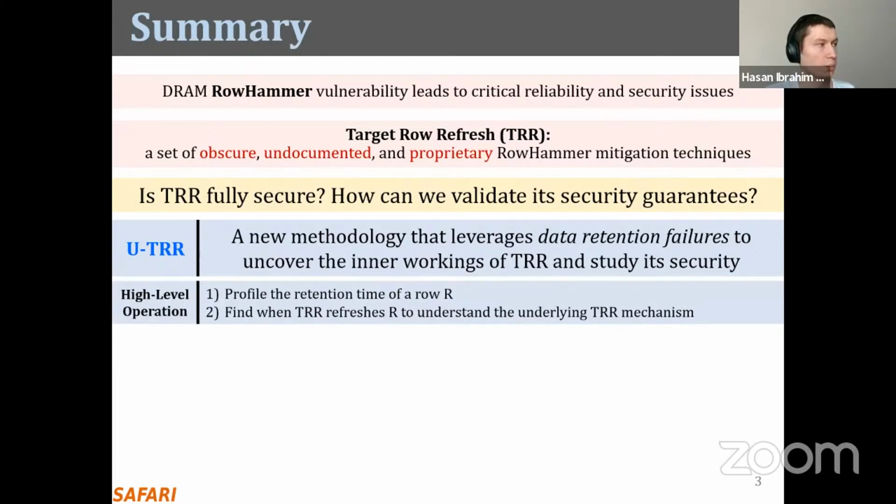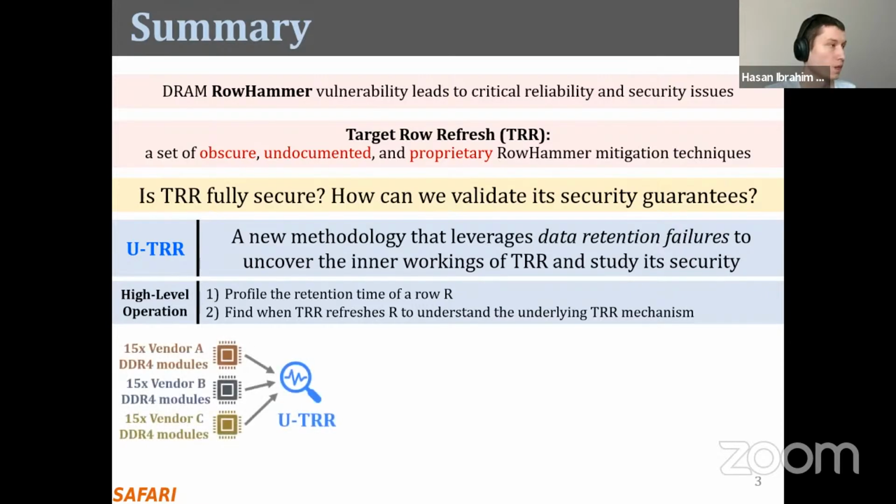So here's a high-level operation. First, we profile the retention time of a row R. So it is just like an arbitrary row in a DRAM bank. And then in the second step, we find when TRR refreshes this row R in order to understand the TRR mechanism, right? So we basically continue to monitor when this row fails or doesn't fail, and then try to make some observations based on those patterns.